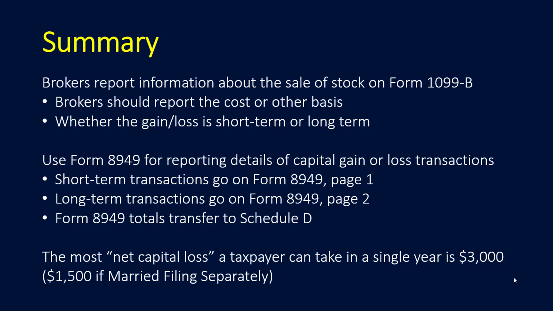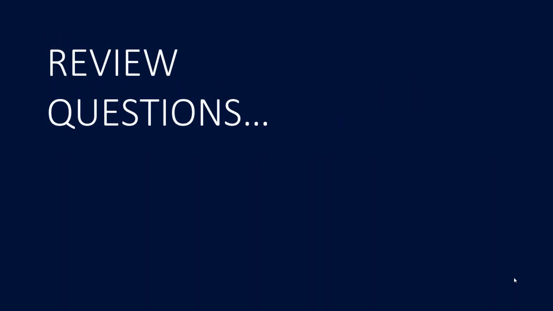Use Form 8949 for reporting the details of capital gains and losses. Short-term transactions go on Form 8949 page 1. Long-term transactions, 8949 page 2, and the totals transfer to Schedule D. The most net capital loss that a taxpayer can take in a single tax year is $3,000 or $1,500 if married filing separately. And now let's take a look at a few review questions.